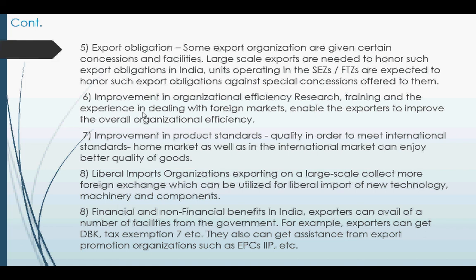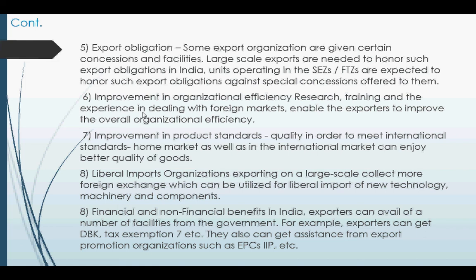Eighth, liberal imports. Exporting on a large scale collects more foreign exchange, which can be utilized for liberal imports like new technology, machinery and components, which could be imported because we could earn the foreign exchange by export marketing.